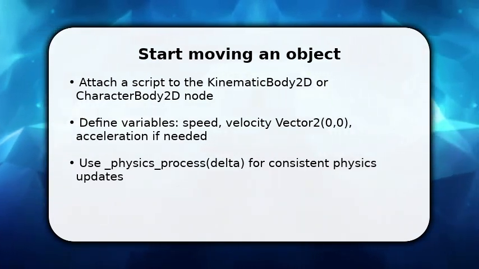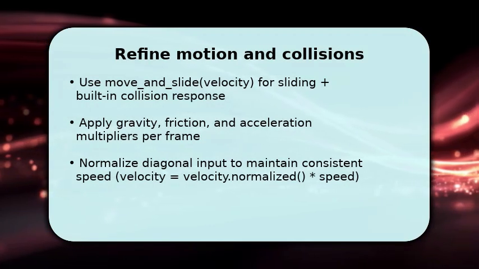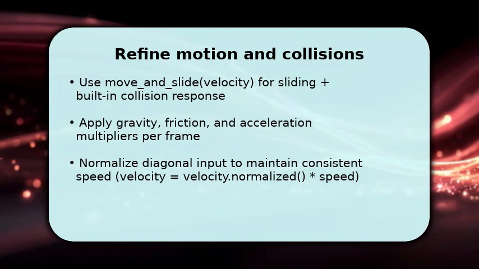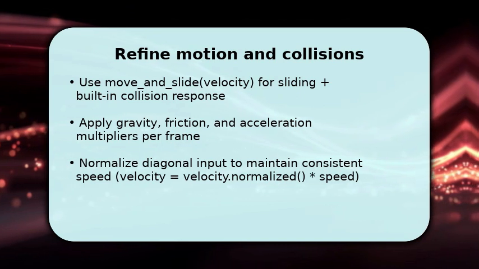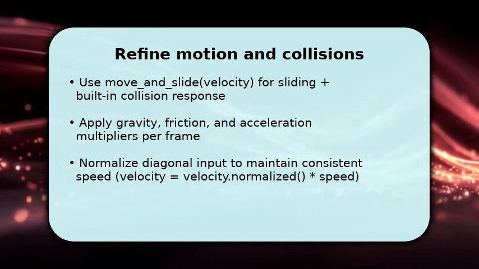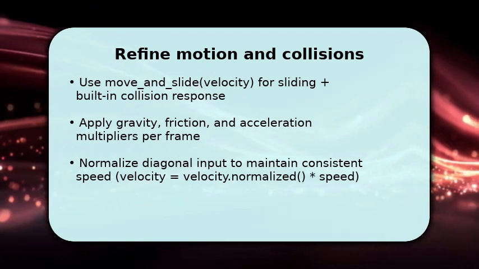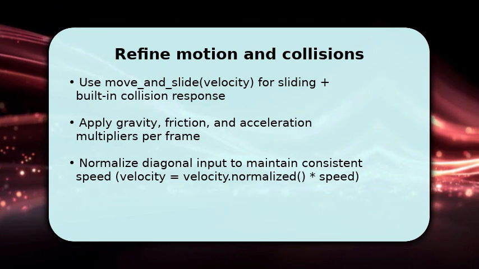Continue by integrating physics. Apply gravity and friction inside _physics_process and update velocity with acceleration * delta to smooth changes. Use move_and_slide(velocity), which handles collisions and slopes, and supply the up direction when needed. Normalize diagonal input so diagonal speed equals straight-line speed, then scale by speed.